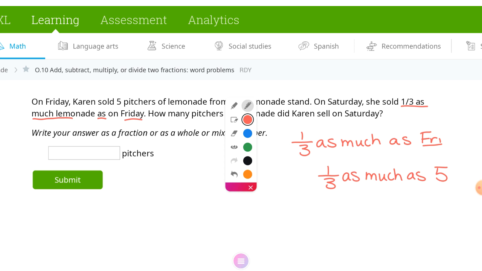What could I replace "as much as" with? What 2-letter word could I replace all of those words with and it still makes sense? Of. 1/3 of 5. Did she make 1/3 of 5 gallons? Yes. Of means what?